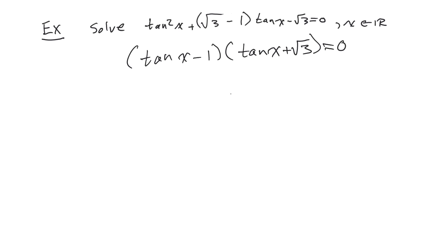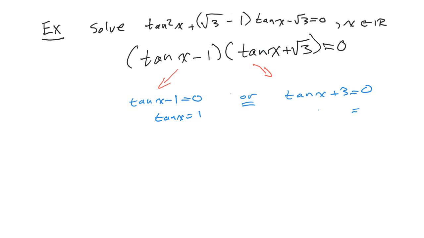So now there are two solutions to this. If you can factor a quadratic, you can do these problems. In this case, the first bracket is tan of x minus 1 is equal to 0, and the second is tan of x plus root 3 is equal to 0. So you solve for both of these and you get tan of x is equal to 1 and tan of x is equal to negative root 3.